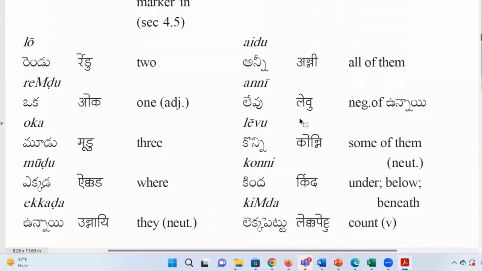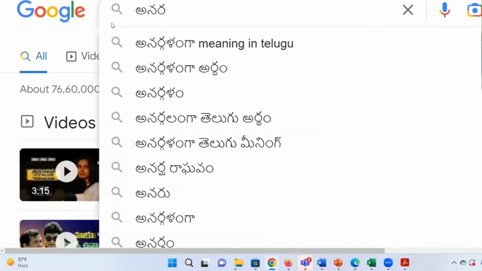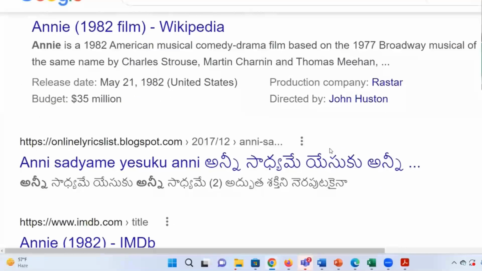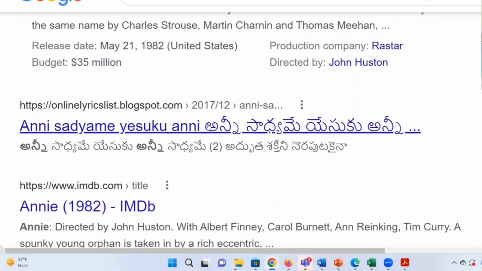Okay, next one, we have anni. Anni means all of them. Let's get the real sentence. Okay, you can read these three words, then we'll translate. Anni sadhyame yesuku anni. Actually, that anni is a repeated word, so we can skip that one. We can translate only the first three words. Anni sadhyame yesuku. Okay, can you translate?